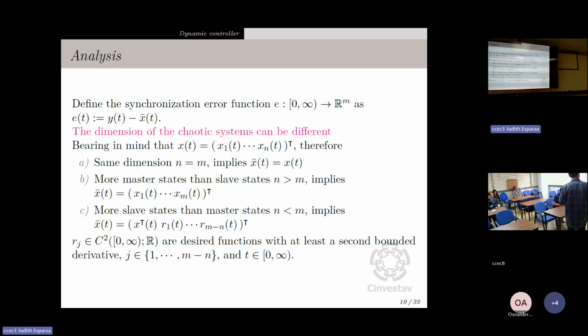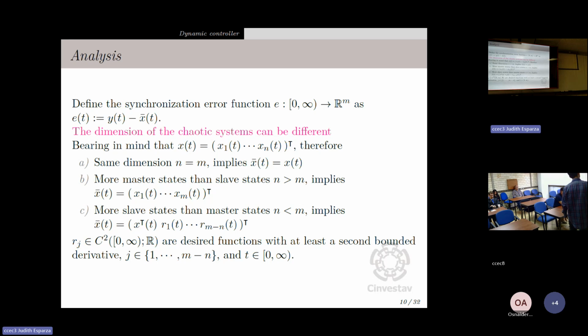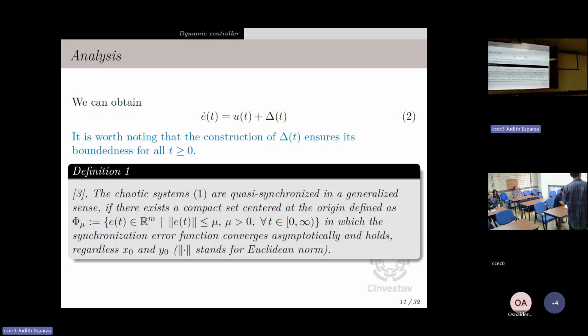And how to complete this function? In the last case, we consider the function R, a desired function with this condition. So we derive the error function in order to analyze how to conform this solution. And we introduce the definition of quasi-synchronization. Briefly, in the definition, we try to obtain a set, in this particular case a compact set, in which the solution of the error system converges asymptotically and remains.